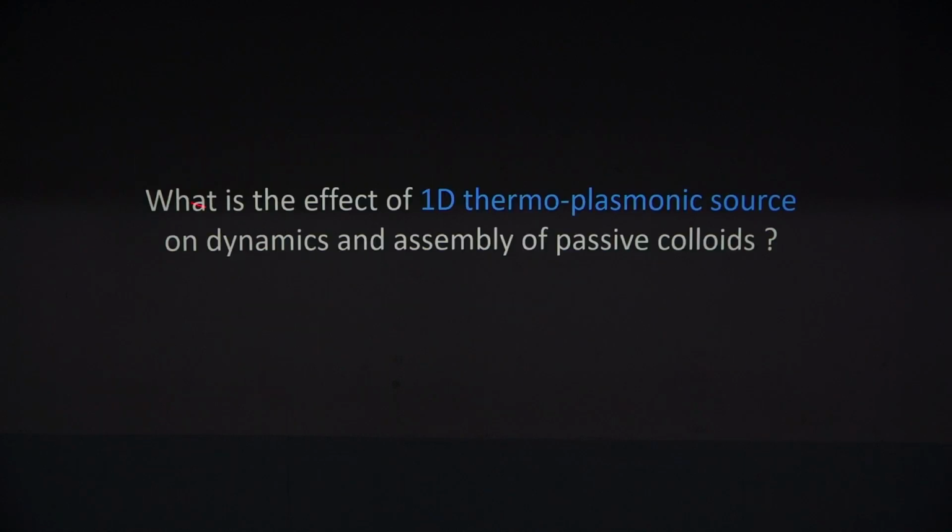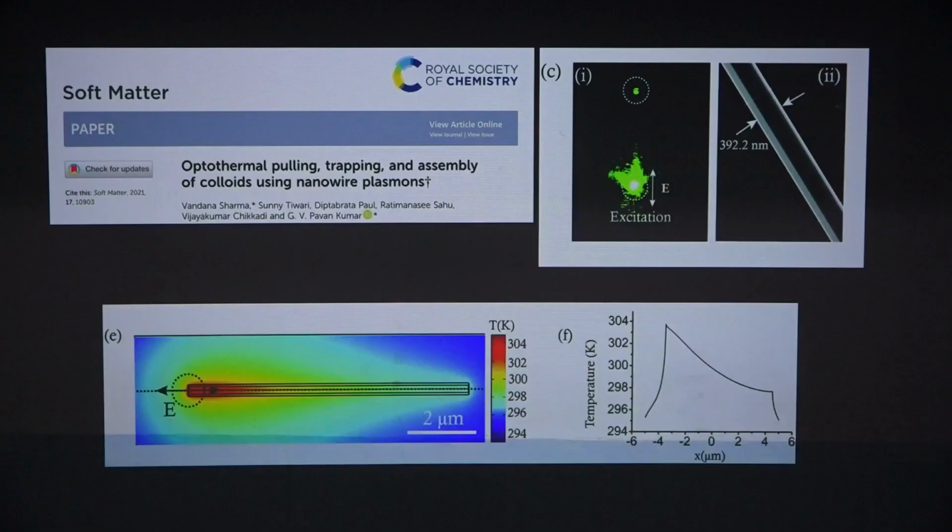So the question is, what is the effect of a 1D so-called thermoplasmonic source on the dynamics and assembly of plastic colloids? The idea is the following. I think I mentioned the nanowire plasmons. If you take a wire made of silver, roughly 393 nanometers, and illuminate it at an appropriate wavelength, you can project this 532 nanometer laser light through this conduit, and light comes out.